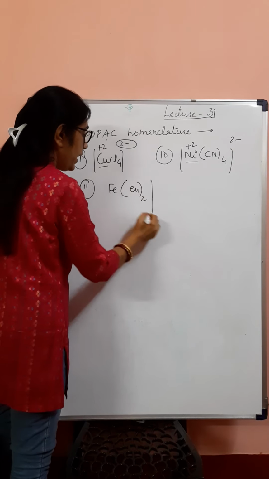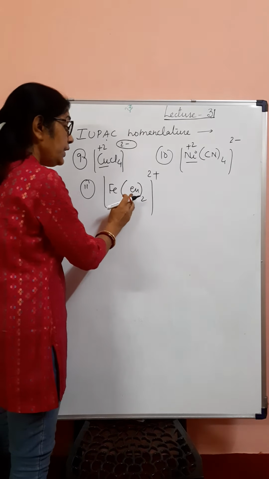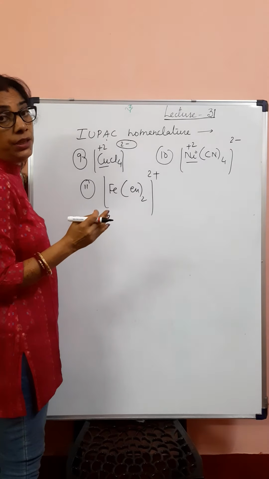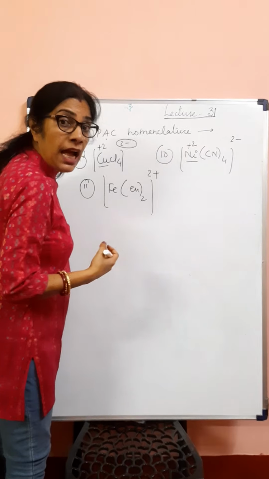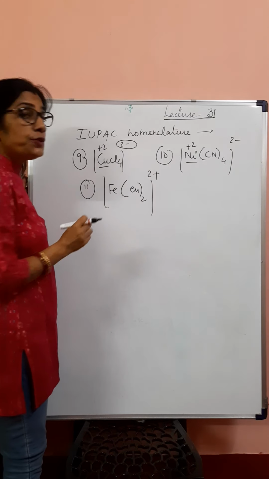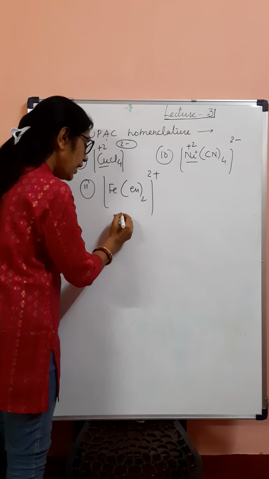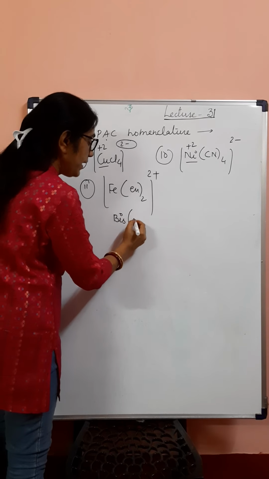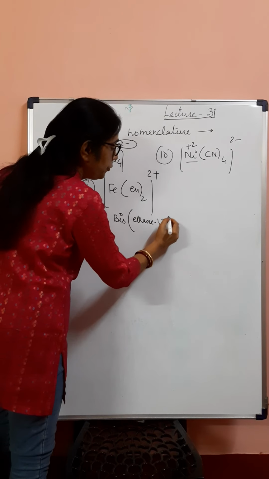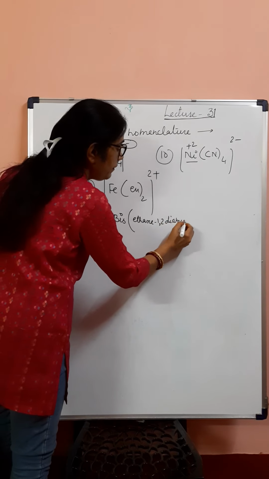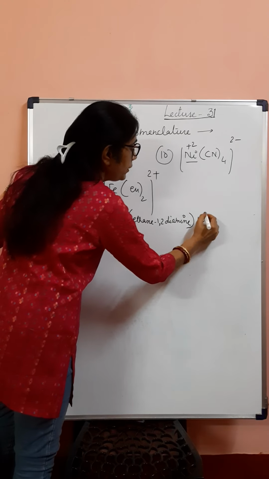[Fe(en)2] 2 plus. Now you see here ethane 1, 2 diamine. That's the ligand. So we cannot say diethane 1, 2 diamine. So now we are going to use bis here. So how to name it? First of all, we would start with bis, then in bracket, ethane 1, 2 diamine. Close the bracket. Iron 2.